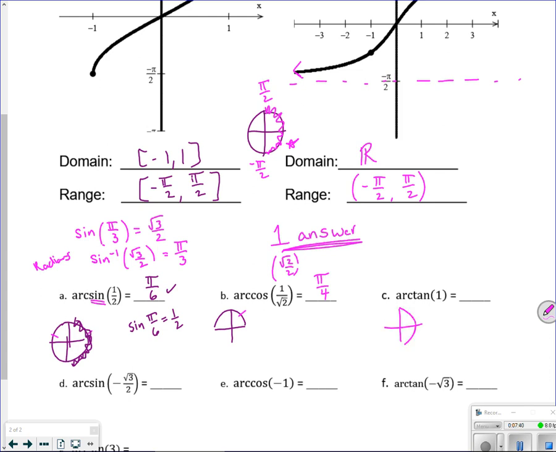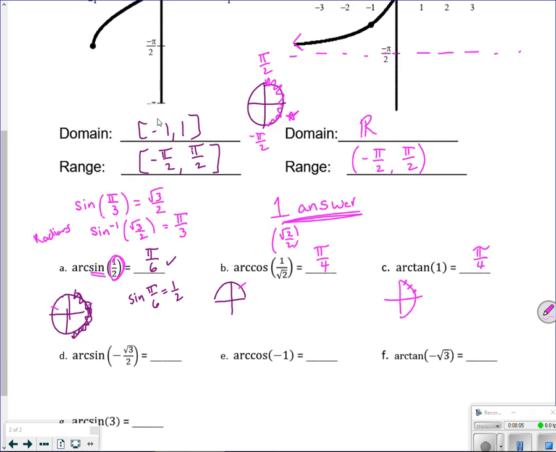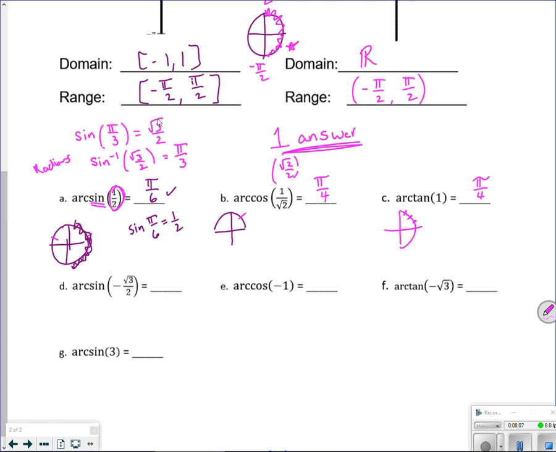Let's look at letter C. Who has a tangent of 1? Well, it's positive 1, so it's going to be in quadrant 1 of your special angles. Who has a tangent of 1? And hopefully you say, well, that's pi over 4 as well. Now let's talk about the negatives, because if this value is positive, you're going to be in quadrant 1. Most people don't miss those. Let's talk about the negative one, though.